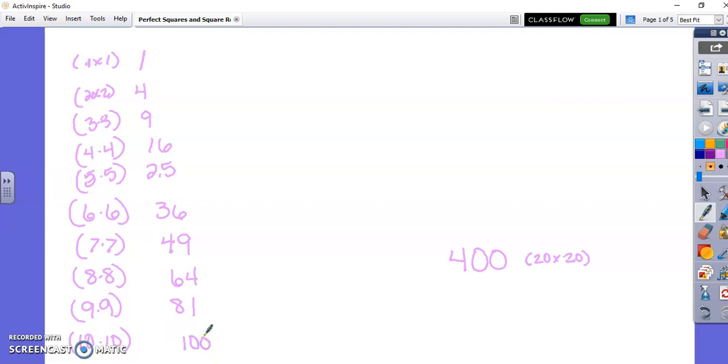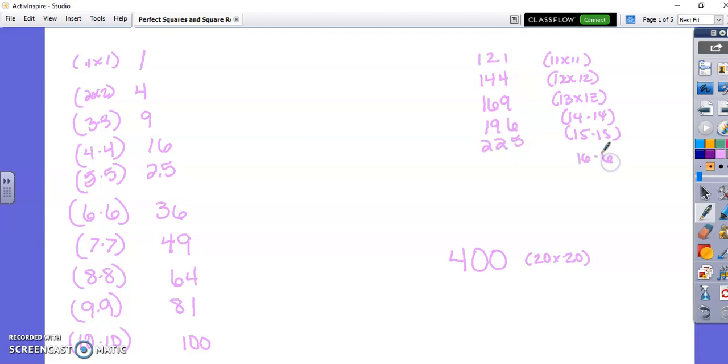So then you move on to the bigger numbers. 11 times 11 gives you 121. 12 times 12 is 144. 13 times 13, 169. 14 times 14 is 196. 15 times 15, 225. 16 multiplied by itself is 256. 17 times 17, 289. 18 times 18, 324.